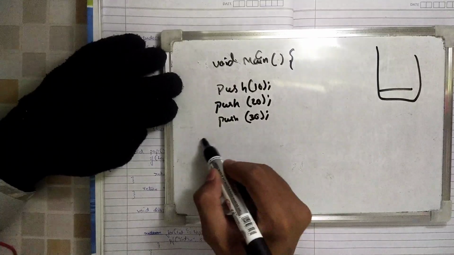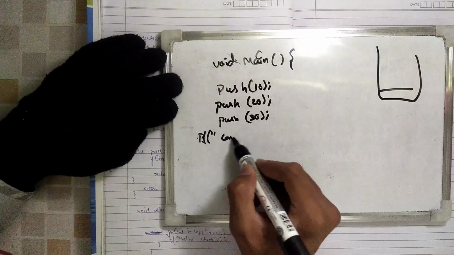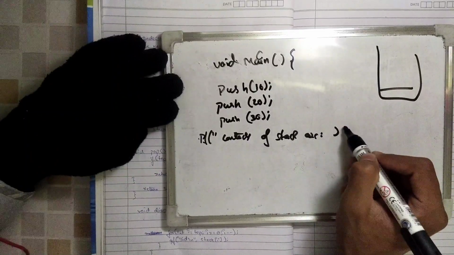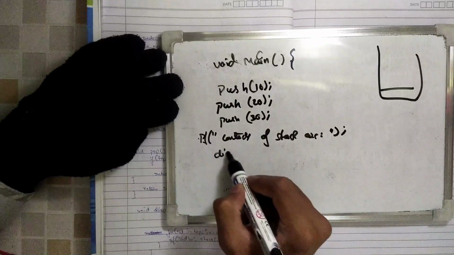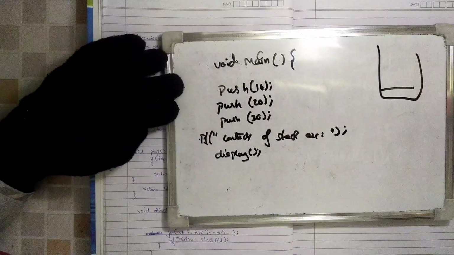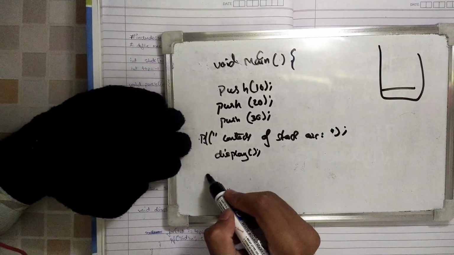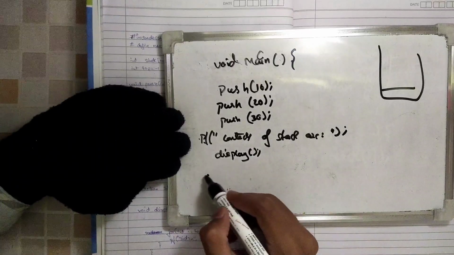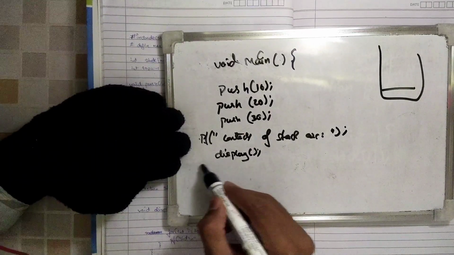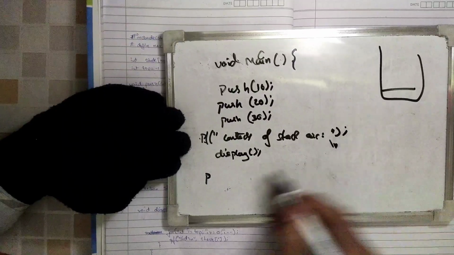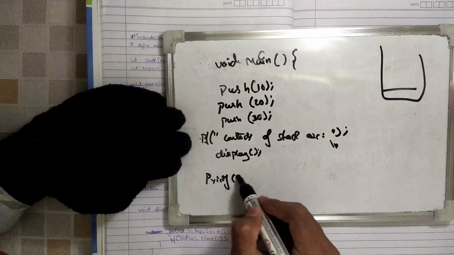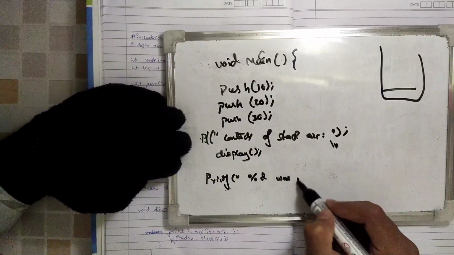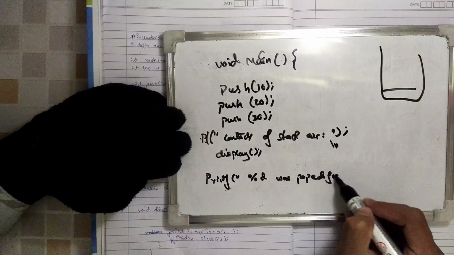Then I will write printf, contents of stack are. Then I will write simply the display function. Then I will write printf percentage d is deleted from stack, and I will put some space here at the end. Then I will write printf percentage d was popped from stack.